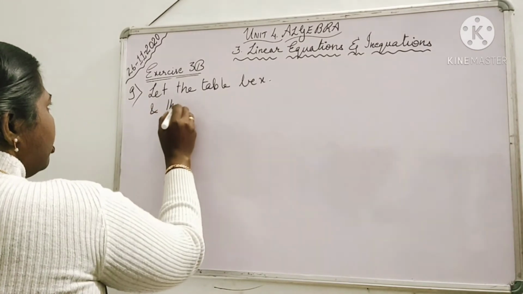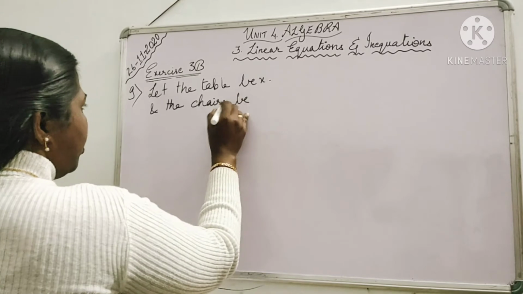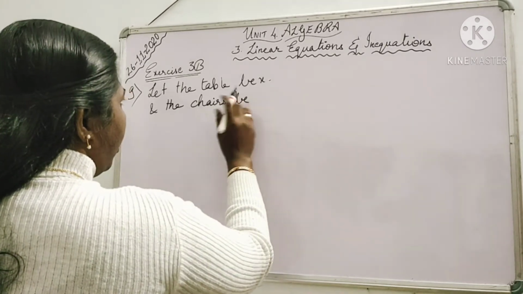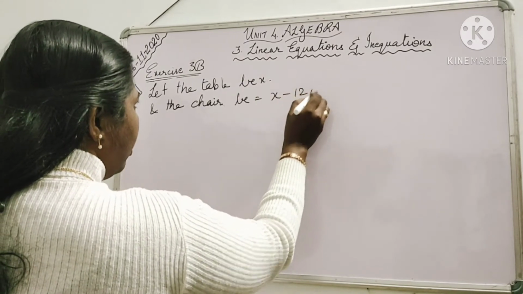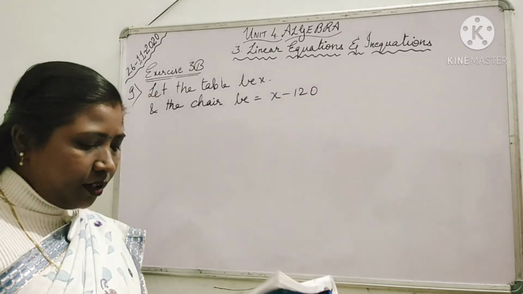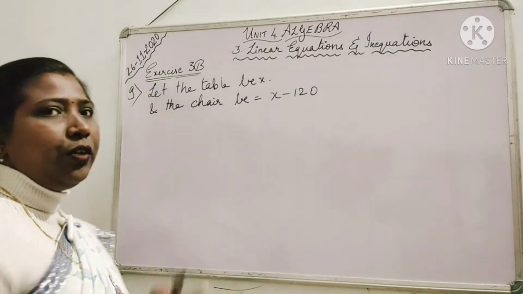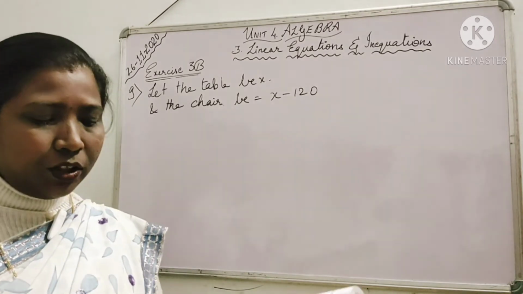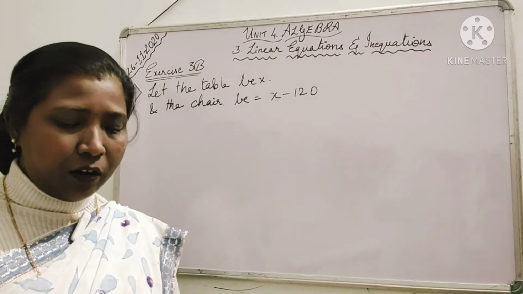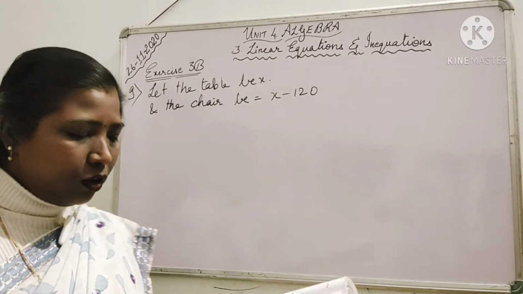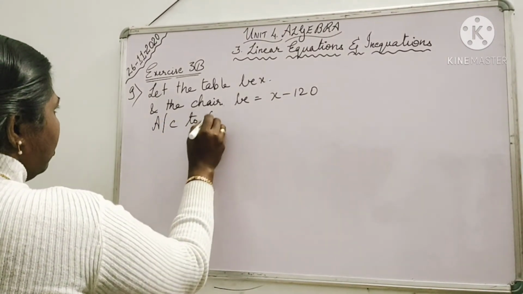Because chair is rupees 120 less than table, the chair is equal to x minus 120. Here it is written, chair costs rupees 120 less than a table, so I have written x minus 120. Now if I have to form an equation, I will follow the first line, that is according to the question.